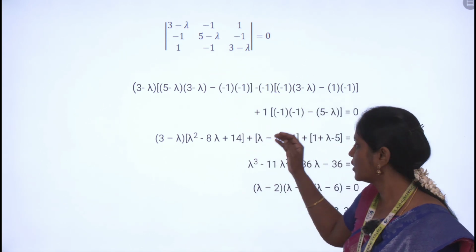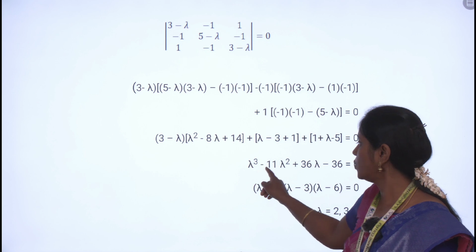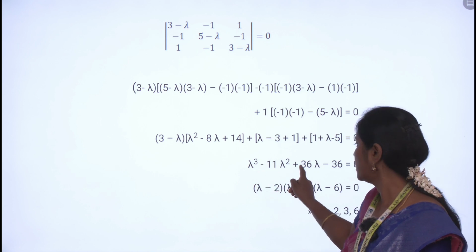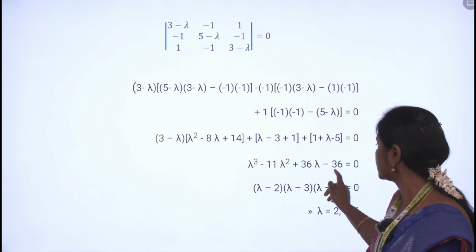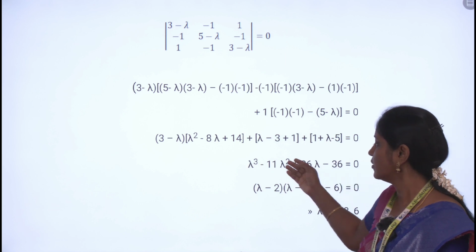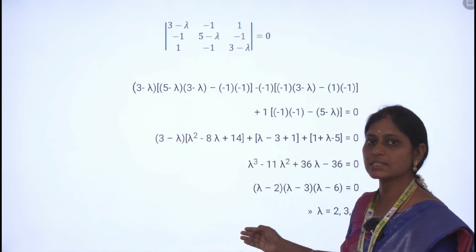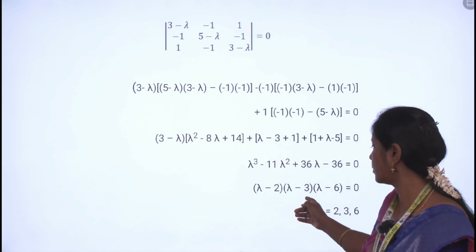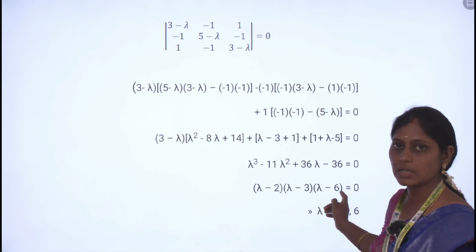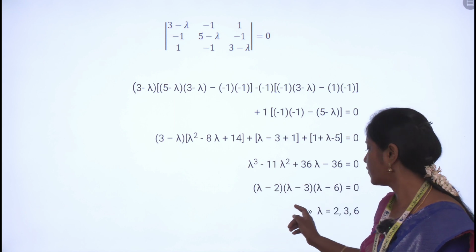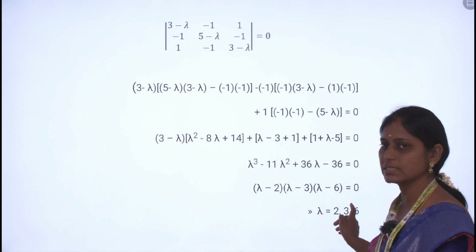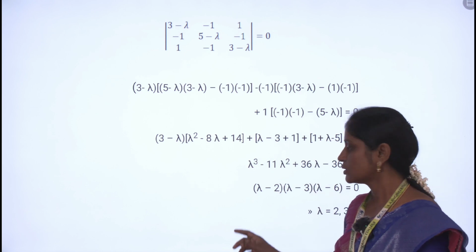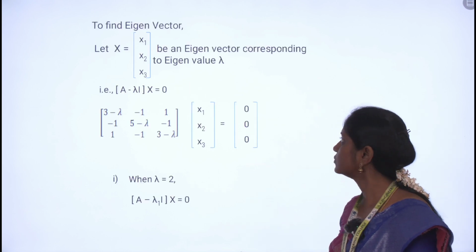If we solve this, we will get lambda cube minus 11 lambda square plus 36 lambda minus 36 equal to 0. If we factorize, we will get the roots as lambda minus 2, lambda minus 3, lambda minus 6 equal to 0. Therefore, the values of lambda are 2, 3, 6. Next, we can check the eigenvector.